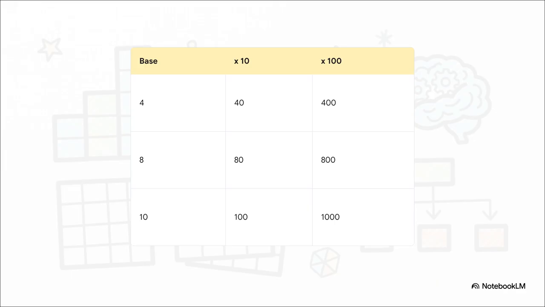And multiplying by 100, well, that makes the number 100 times larger, so you're shifting each digit 2 place values to the left. We aren't just magically dropping zeros at the end of a number, we're actively shifting its actual weight and value. It's a total game changer when you think about it like that.